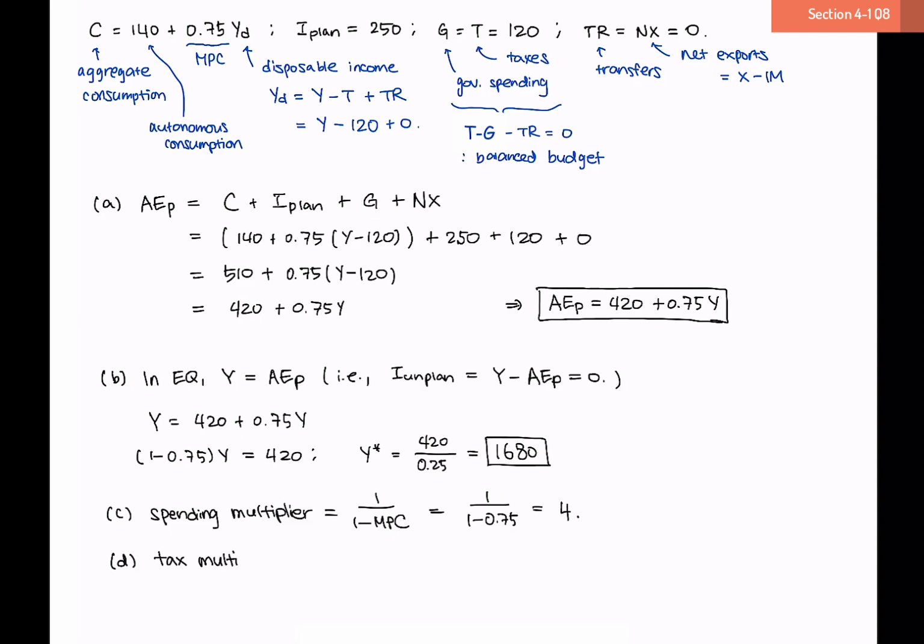Next, we have the tax multiplier. We know that the equation is negative of MPC over 1 minus MPC. And since we already know the MPC, we can just plug that number in and we get -3 for our tax multiplier.